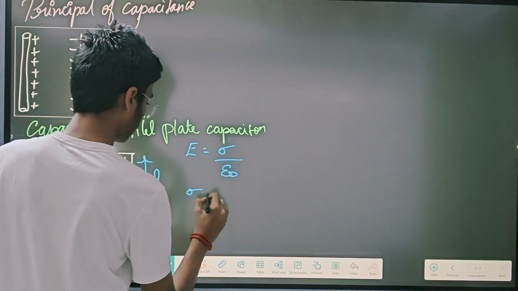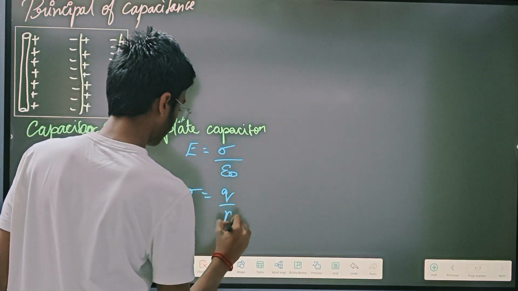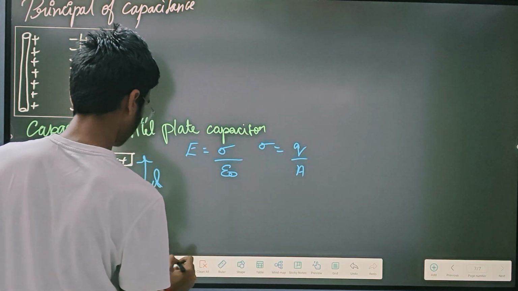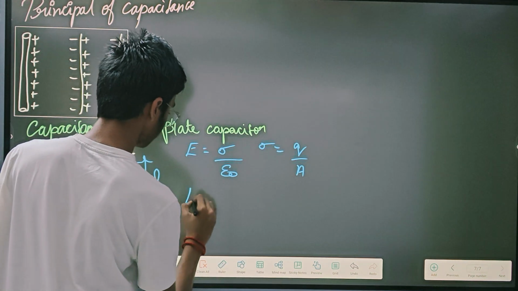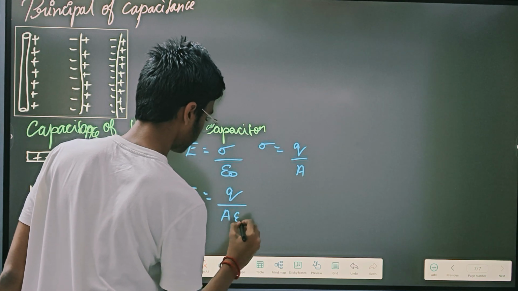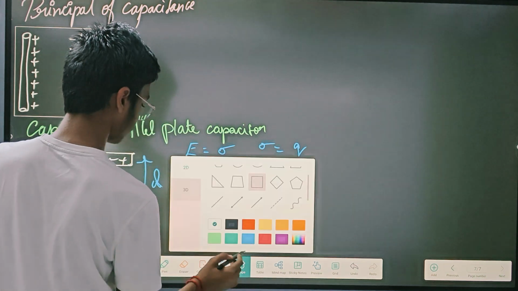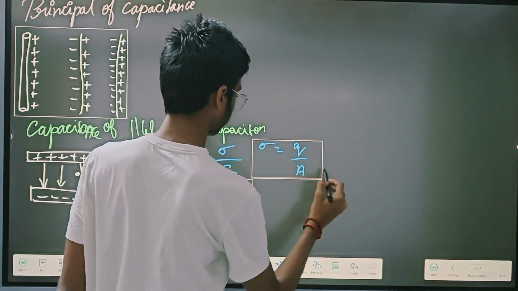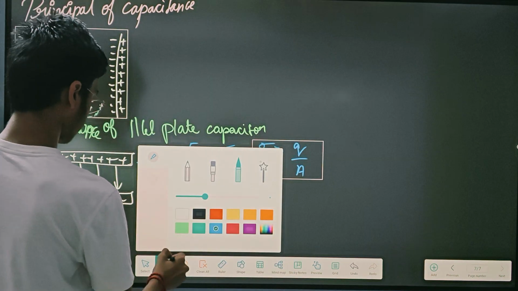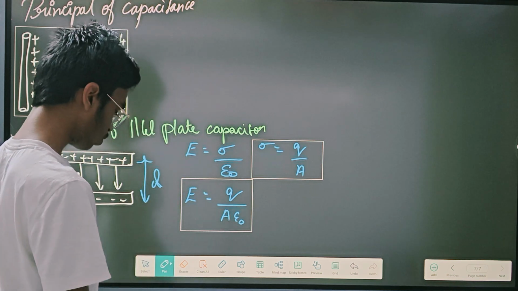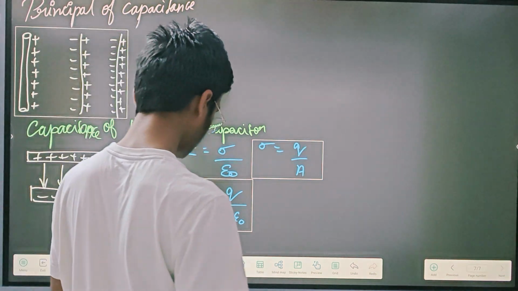Okay, so what is sigma? It is equal to Q by A. So if you substitute this formula over here, E is equal to Q by A epsilon naught. This is something that you should know for calculation purposes.